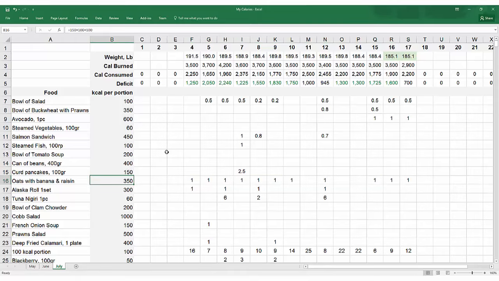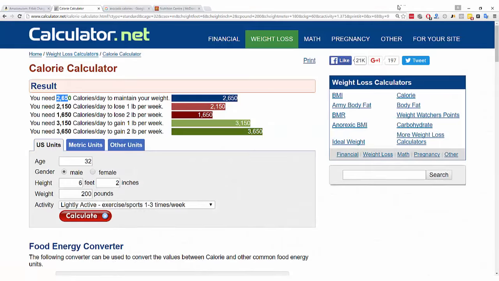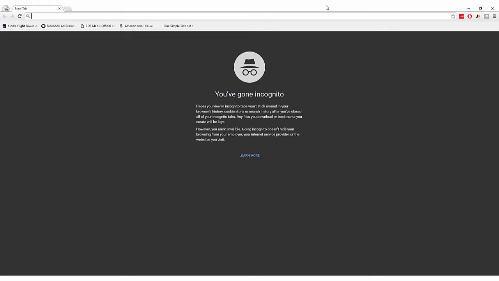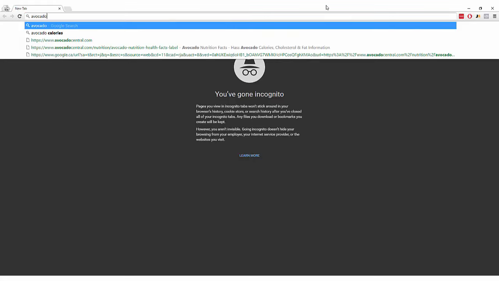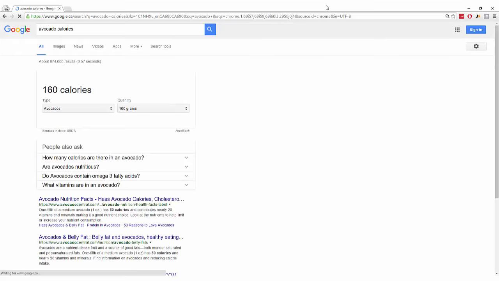And the way you can calculate the number of calories, that's actually very simple. What you need to do, you just go to Google, you type in, for example, avocado calories, and it will show you how many calories each avocado contains. Google will either show it to you itself, or Google will, let's do it, avocado calories.